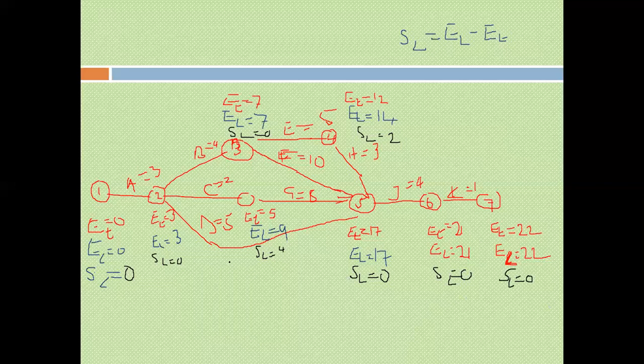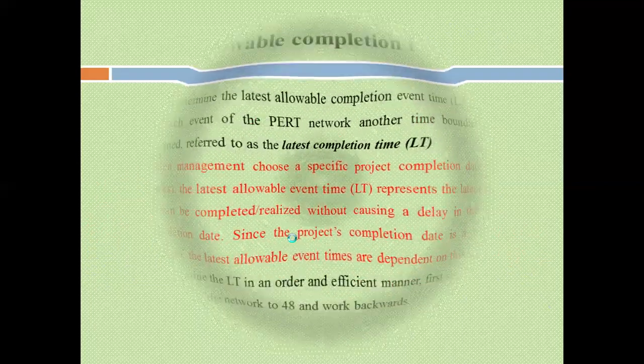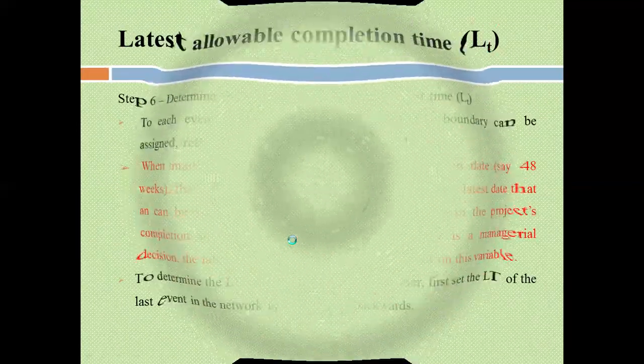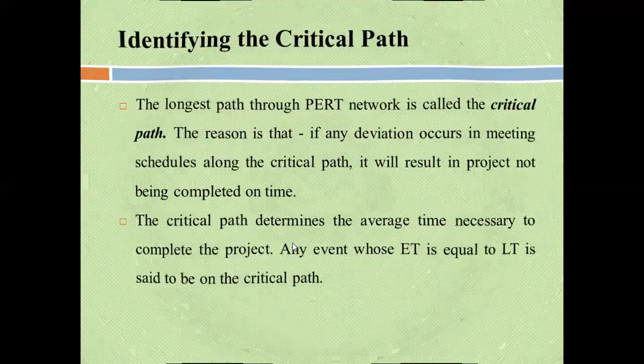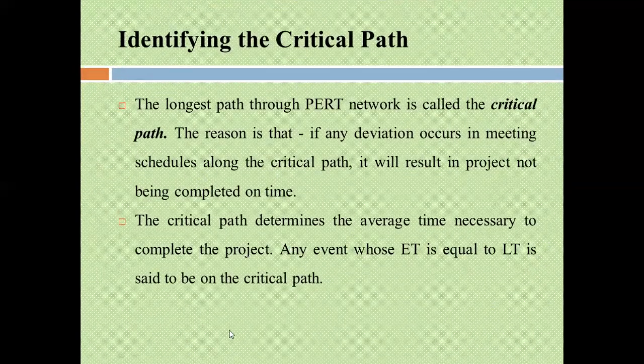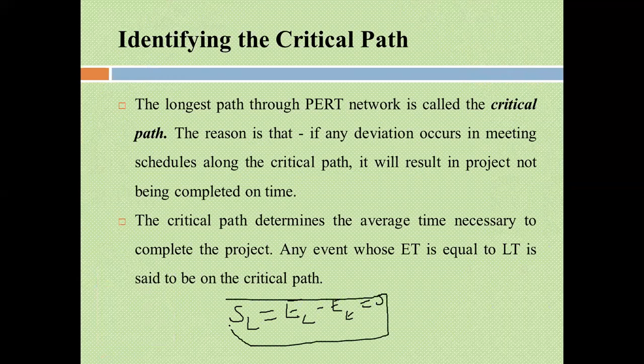So from there, you now determine which is the critical path. Which is the critical path? The critical path is that path where your SL, which is equal to EL minus ET, is 0. Anywhere where it is 0, that is the critical path.